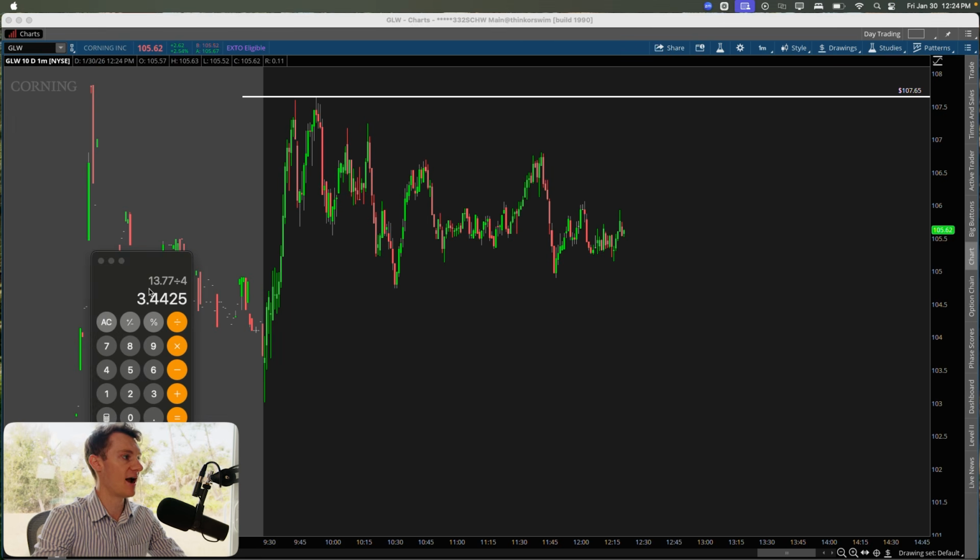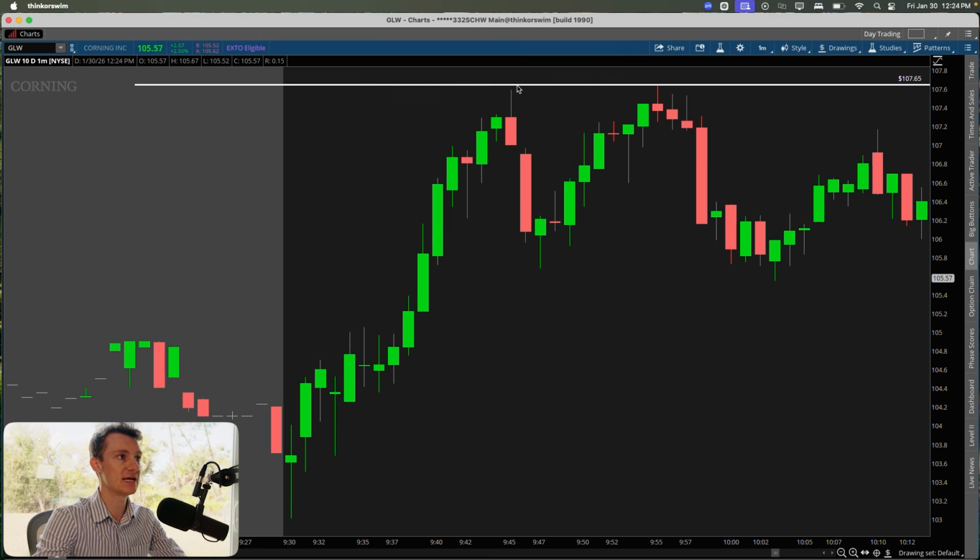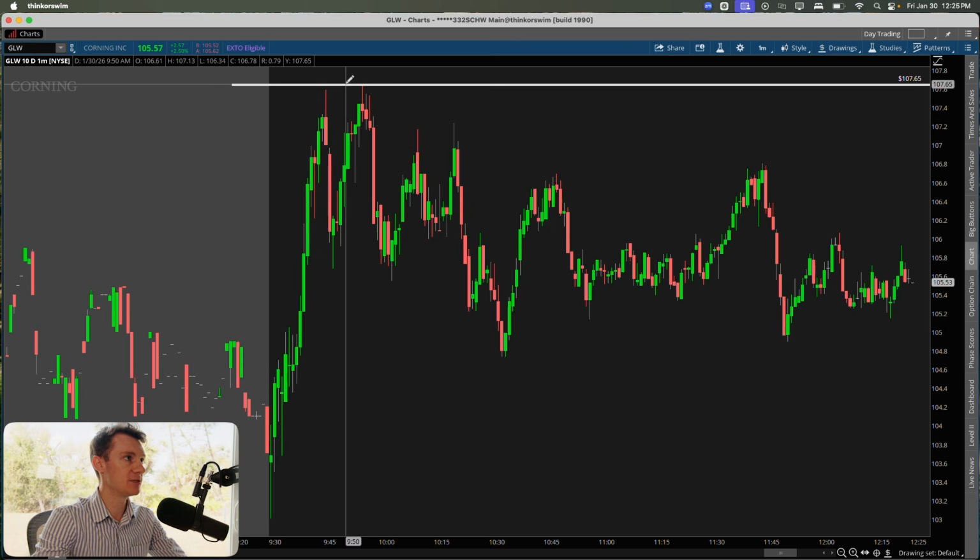So again, we just took our average daily range over the last 9 days, divided that by 4, that gave us 3.44, and then we charted up 3.44%, which stuck us right here. And I would like to say coincidentally, but it's not a coincidence, that was today's high. And you can see how we actually tested that area once and twice at 107.65. So that would be our take profit.